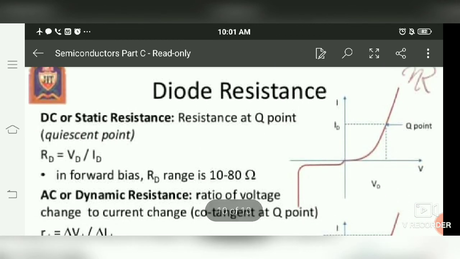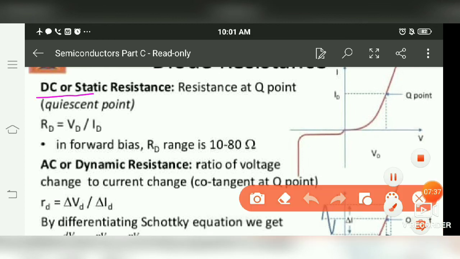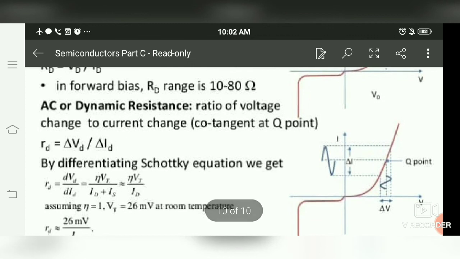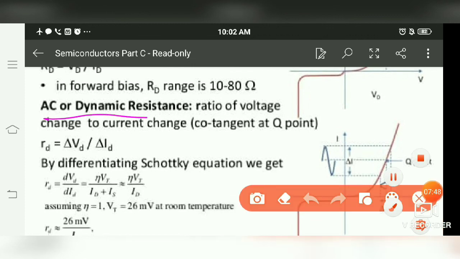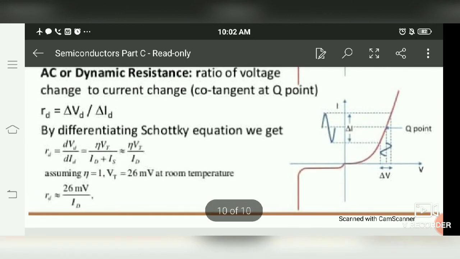Now we have two types of diode resistance. One is static resistance, meaning DC resistance, which does not change, and that is simply voltage by current. The other is dynamic resistance, which changes. Dynamic means AC, that is change in voltage by change in current. So these are two types of resistance: one is AC, the other is DC.